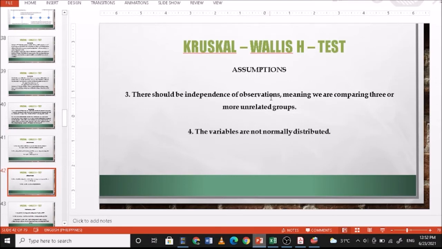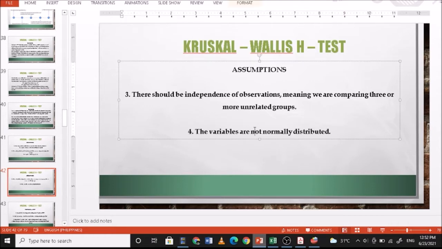There should be independence of observations, meaning we're comparing 3 or more unrelated groups. So if a participant is in group 1, he is no longer in group 2. Then, the variables are not normally distributed. So this is the difference with your ANOVA. And also, if you're going to run an ANOVA analysis and you see that Levene's test for equality of variances is not met, then you can use the Kruskal-Wallis H test instead.